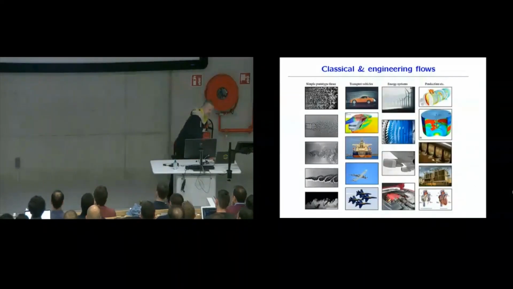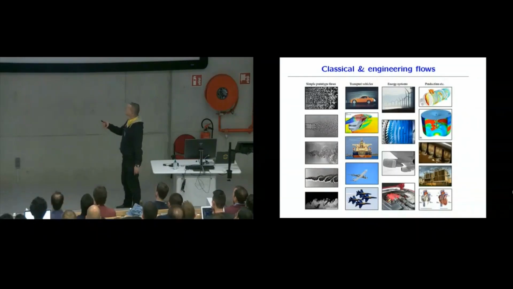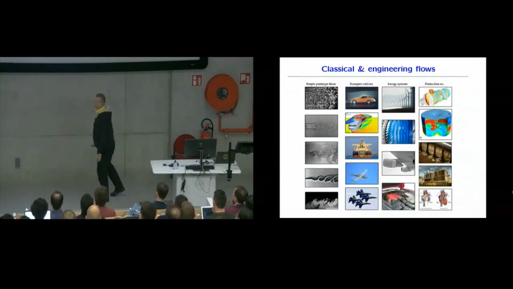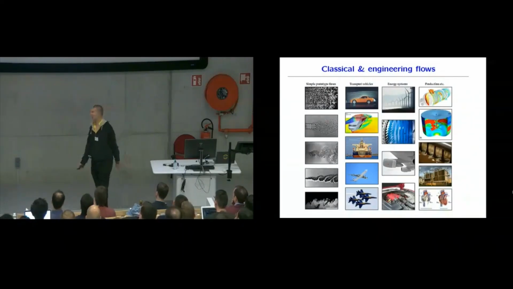And of course, there's not only the cylinder wake. The cylinder wake is one of 5 classical types of flows. Here you see a jet, grid turbulence, again a wake, mixing layer, and a turbulent boundary layer. And the cylinder wake is the most simple one. So if a method does not work for the cylinder wake, you can forget it for all the other flows.